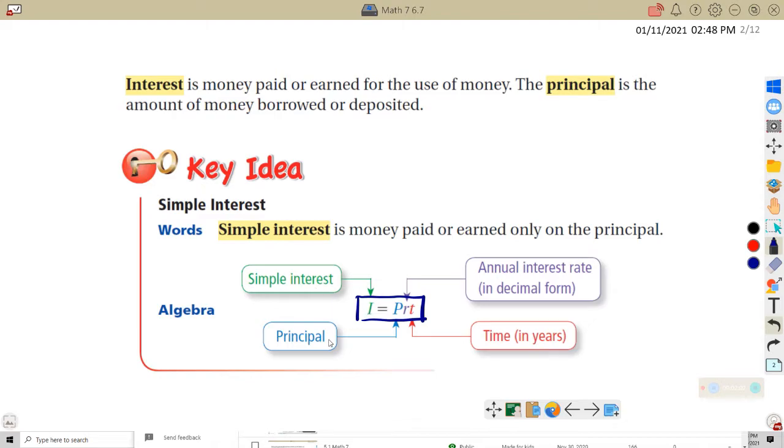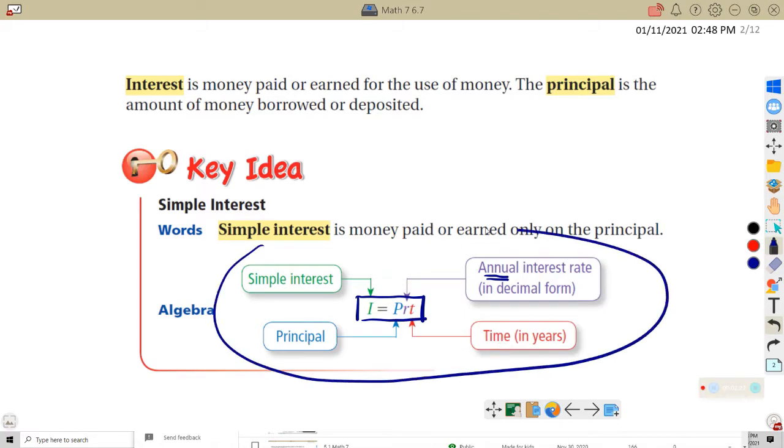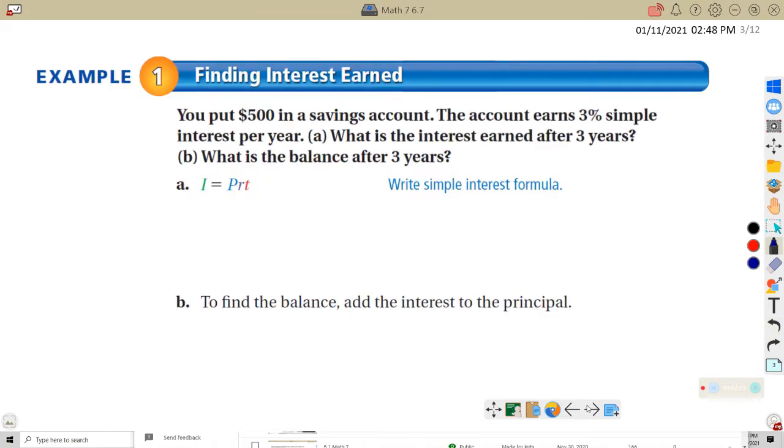I, simple interest. P, principal, capital P. R, that's the annual interest rate. It's annual, okay, which means per year, in decimal form. And T, the time in years. Okay, so make sure you get this into your notes because we're going to be using this formula a lot in this lesson.